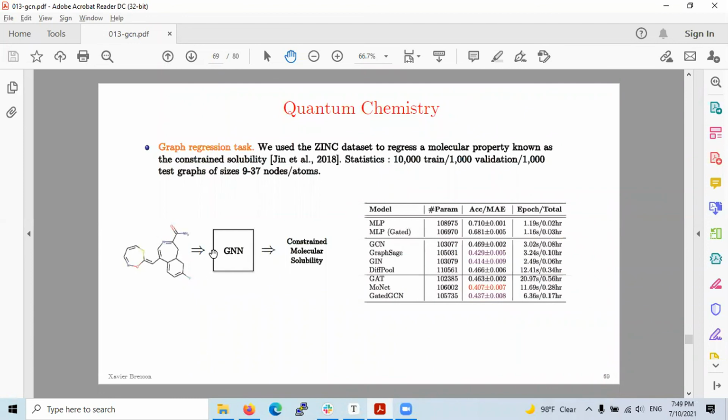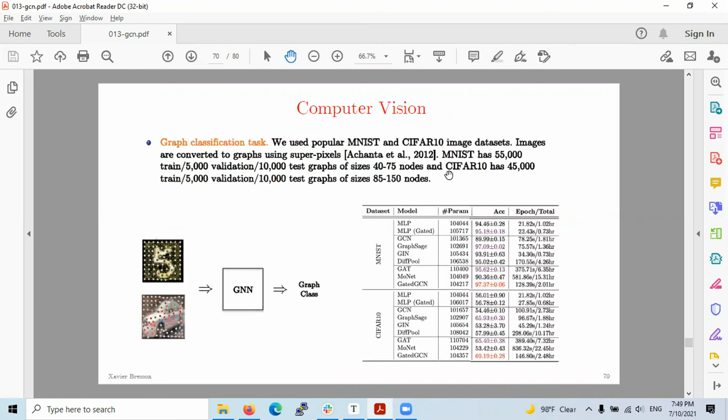So the next part is the application of it in quantum chemistry, wherein they test out, he talks about a paper of 2018 wherein they test out the ZINC datasets for prediction of molecular properties. So this is one very good application, and the other applications are in computer vision, MNIST and CIFAR. I mean, these are small datasets relative to what the general deep neural networks have been handling.